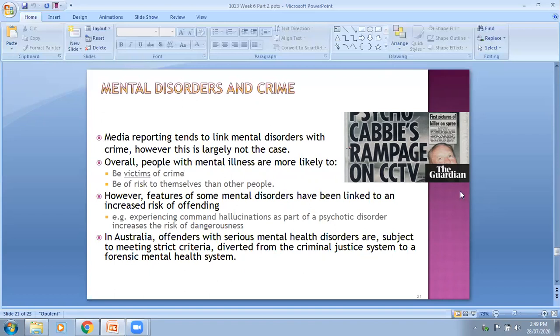In Australia, offenders with serious mental health disorders are subject to meeting strict criteria. They are diverted from the criminal justice system to a forensic mental health system. And when we do forensic psych, we'll talk about what happens to people who end up as part of the system from having a mental disorder or trying to make an insanity plea.